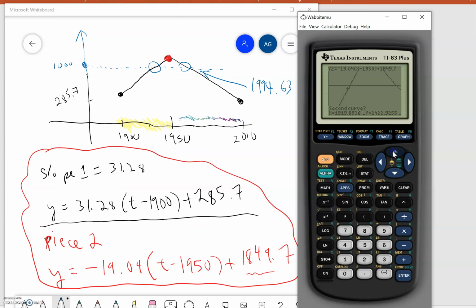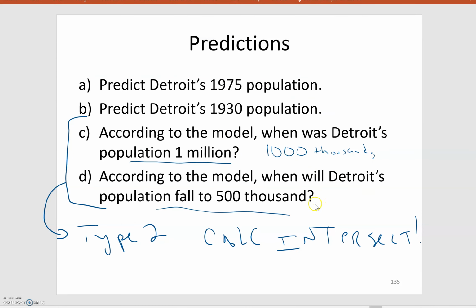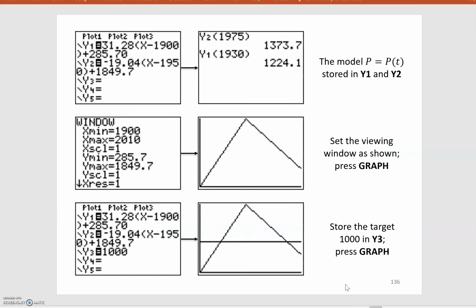And for the second curve, let me move up. There you go. That's where I want to be. And my guess is right here. And so there's our intersection, 1922.84. Okay. So that's our answer for part C. Let's take a look at the slide solution.